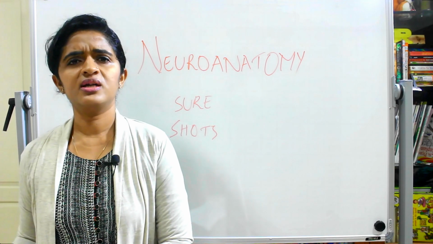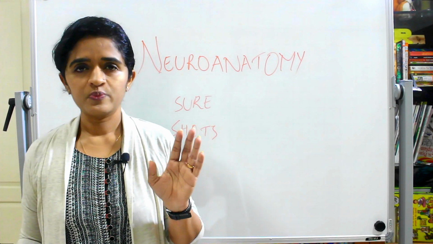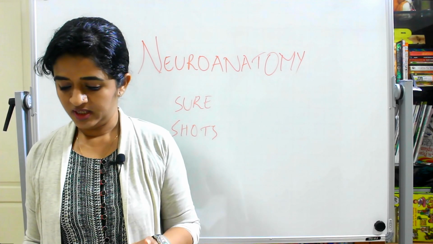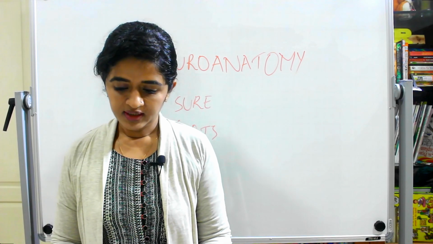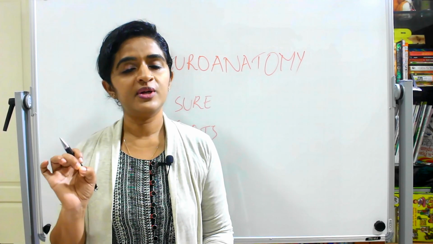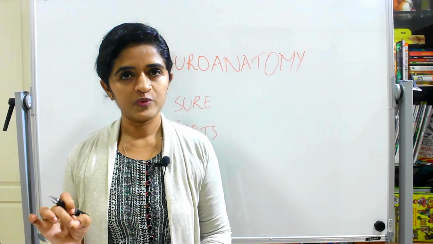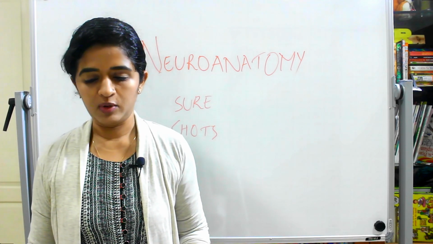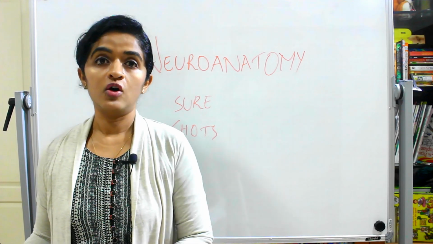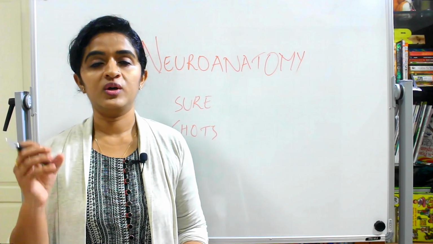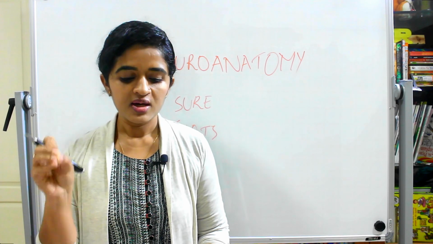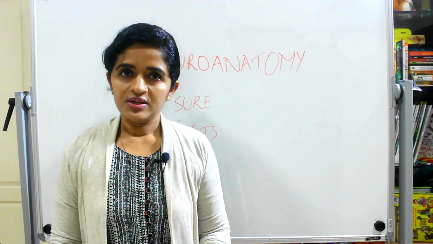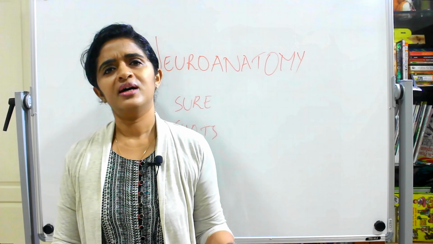Then coming to the external features, you should know the specialities of the spinal cord when you look from the outer aspect, and in detail you need to know the vertebral levels of the spinal cord segments. At which vertebral level each segment corresponds to, that is very important. Then you should know about cauda equina: what is cauda equina, what are the nerve roots which you get in the cauda equina, and something about cauda equina syndrome.